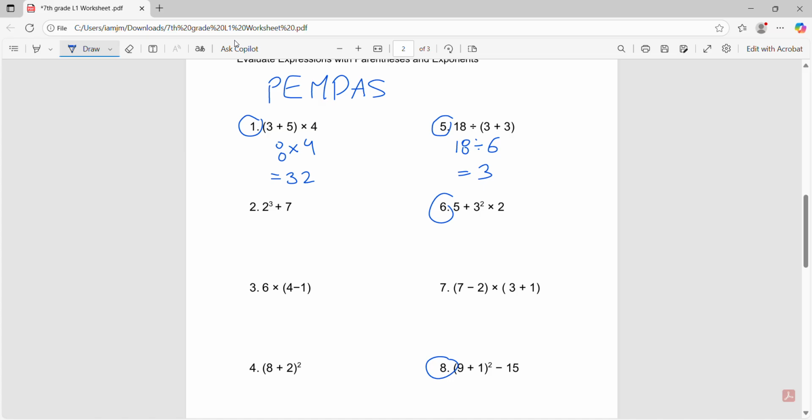5 plus 3 to the second power, so we're going to have an exponent, times 2. Our number one priority here, what we should be solving first, should be the exponent, E, because it's the second highest one in our pyramid. P, E.